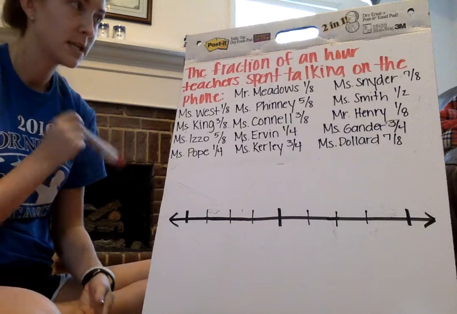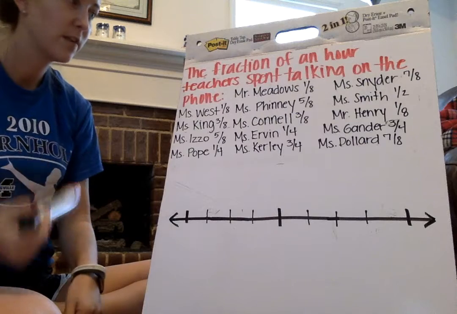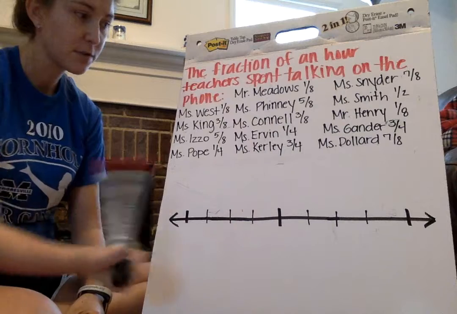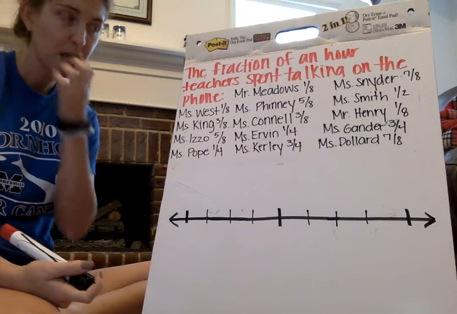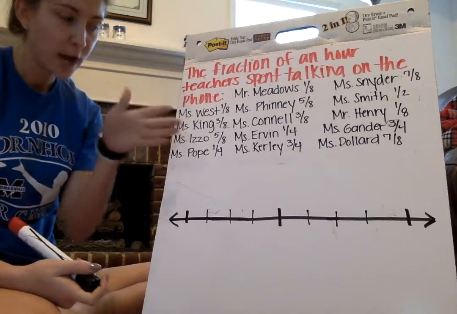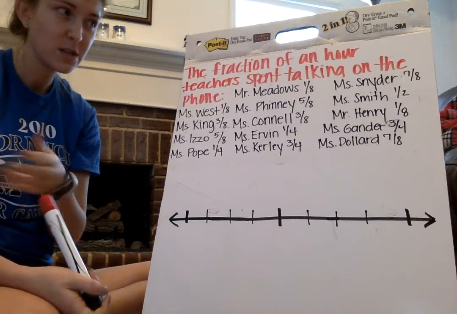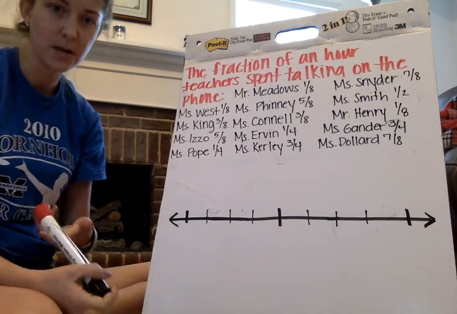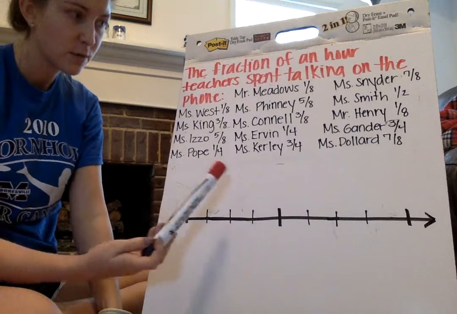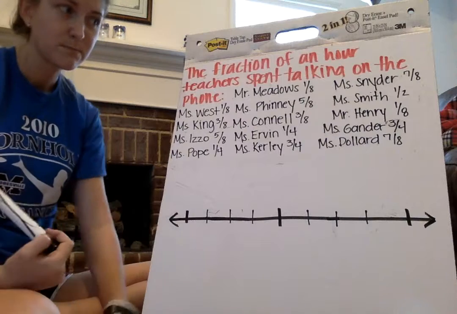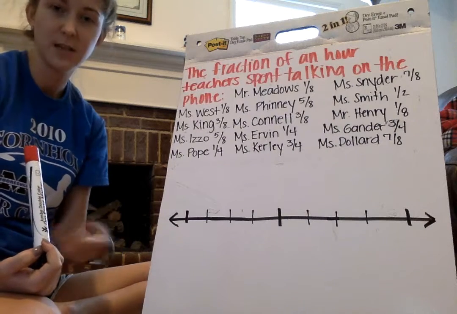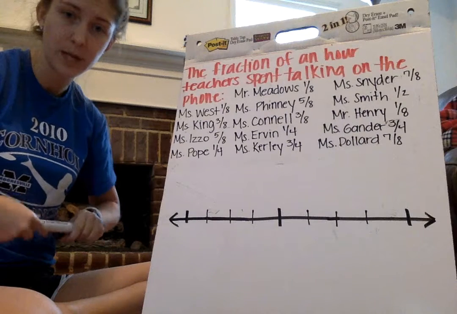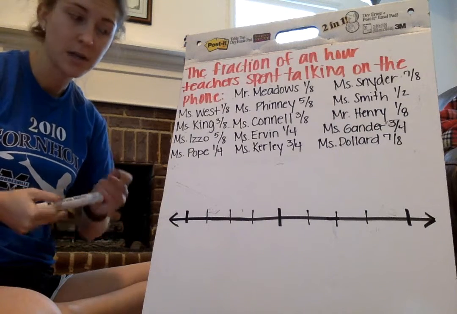So up here in red it says, this is the data for the fraction of an hour teachers spent talking on the phone. And you can see that I have several different teachers listed out here. And they each have a fractional piece beside them, but one thing that you may notice about the fractional pieces is that they all have different denominators. So you see some with eighths, some with fourths, some with halves. So in order to plot this data, we're going to have to find a common denominator, just like we would do when we add or subtract fractions.